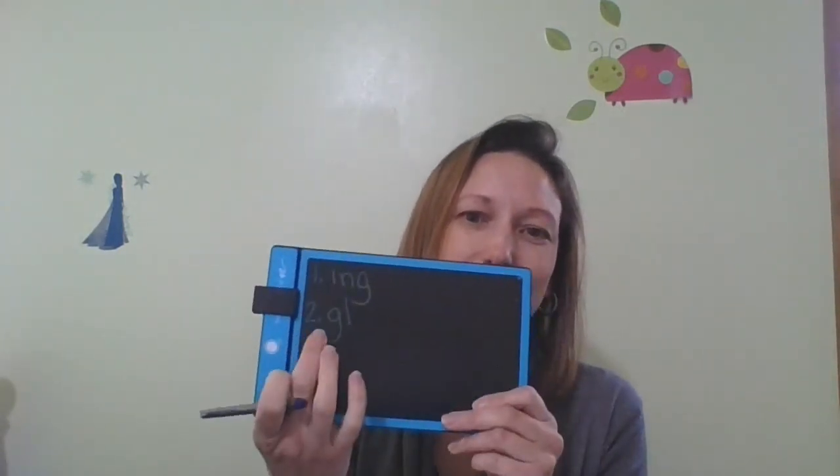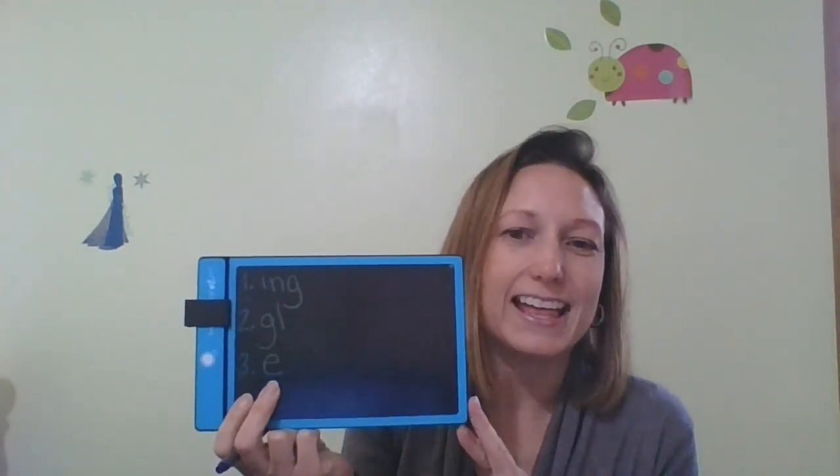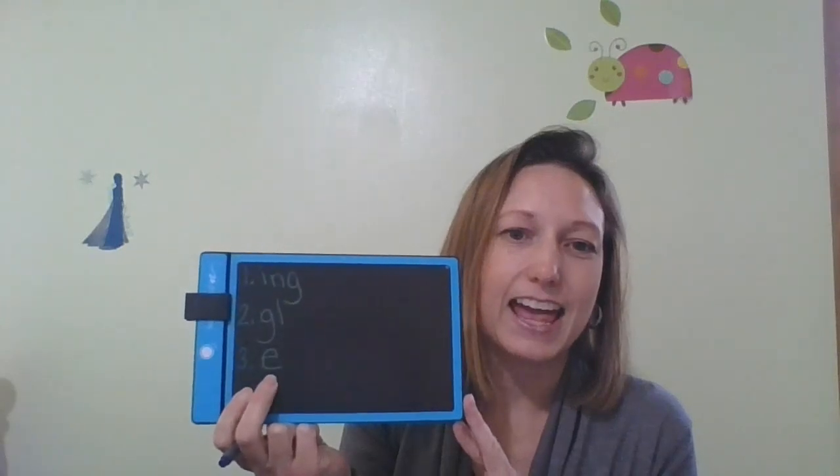Number 2, the blend at the beginning of glass. You just have to write the blend at the beginning of glass. And what did you write? G-L. G-L. Number 3, one way to write eh. What letter says eh? If you need to, stretch it into our anchor word, Eddie. Eddie, eh.